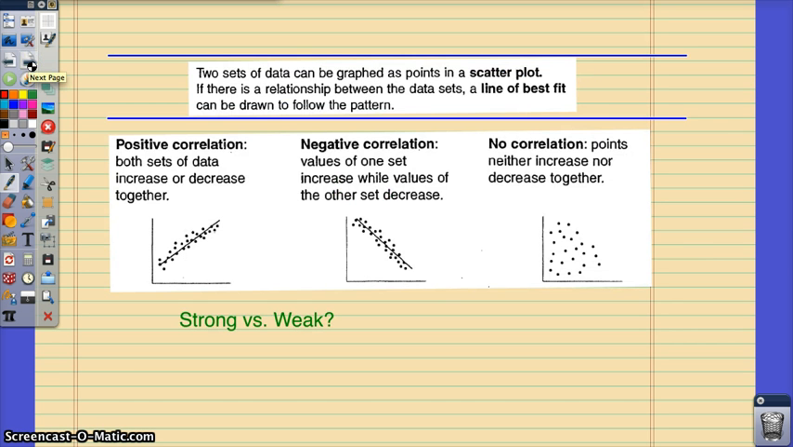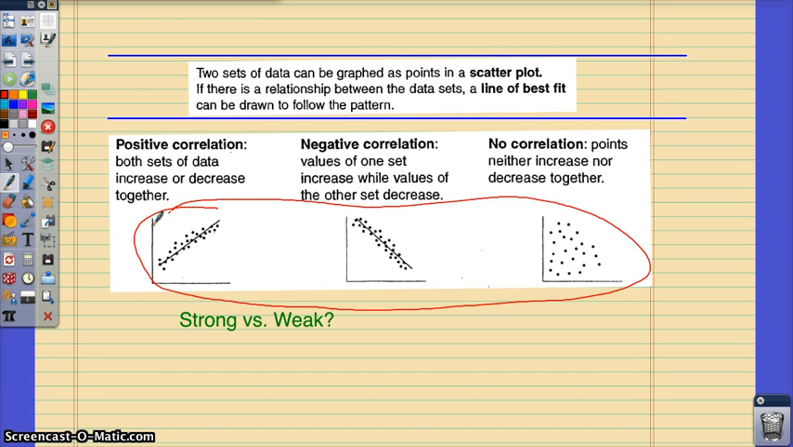So two sets of data can be graphed, and they may have a relationship. They may have a positive correlation, a negative correlation, or no correlation. Now your plots are blank, so you don't have to draw these perfectly, but draw an example of each one of these. Positive correlation means that both sets of data increase or decrease together.